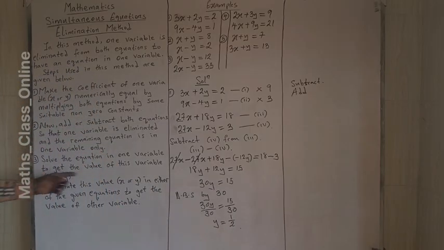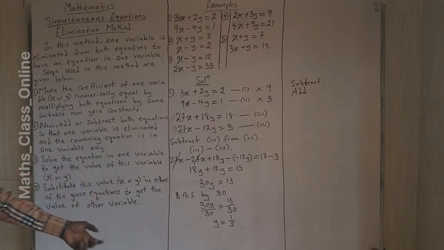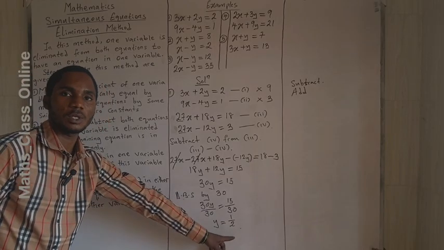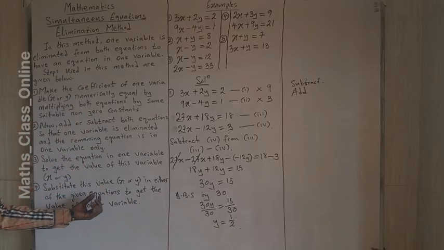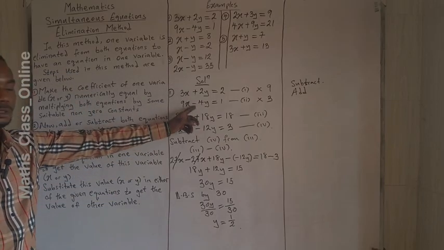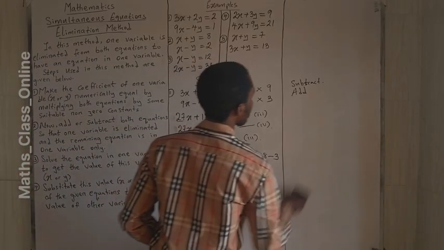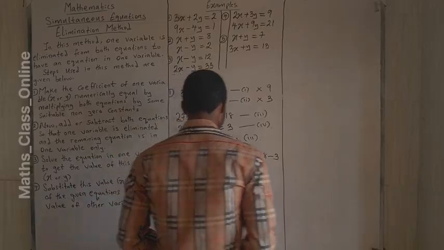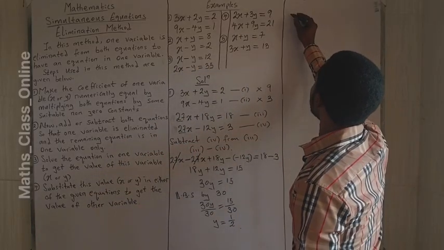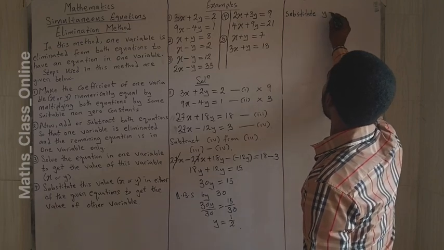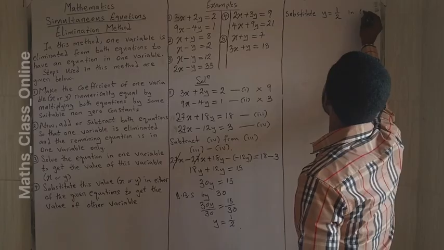Next step. Solve the equation in one variable to get the value of this variable, x or y. Now the last step, substitute this value, the value we get here, that is y is equal to 1 over 2, in either of the given equations, either equation 1 or equation 2, to get the value of the other variable. Now let's choose equation 1. Substitute y is equal to 1 over 2 in 1.